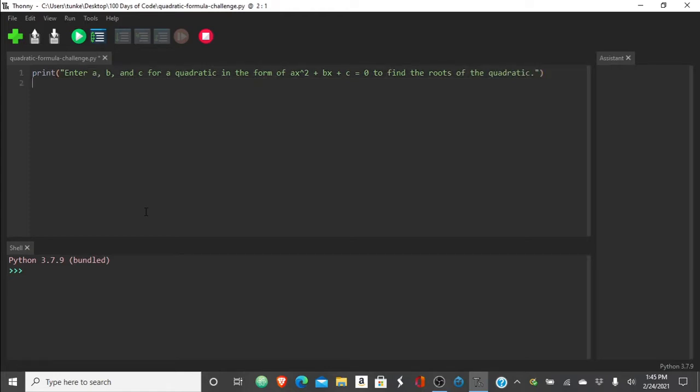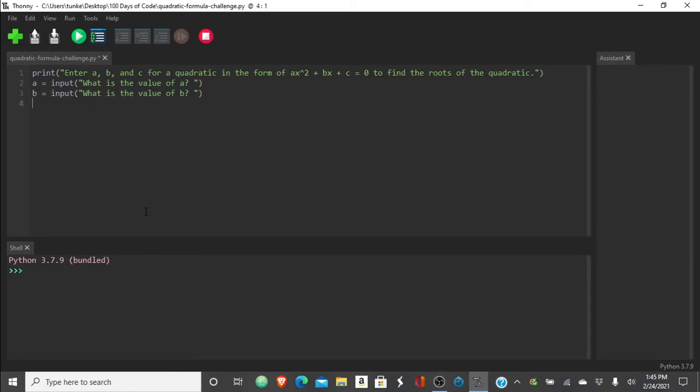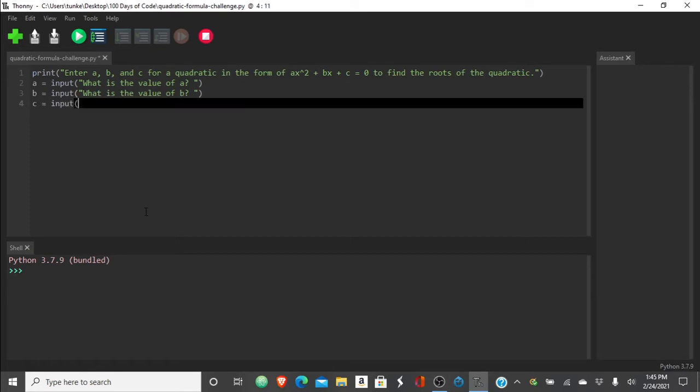And that's going to be my first line. And then I'm going to get input, and we're going to call that a. So input, what is the value of a? And we're going to leave a space here. And then B equals input, what is the value of B? And a space. And then C equals input, what is the value of C?